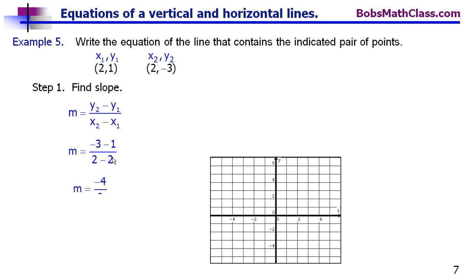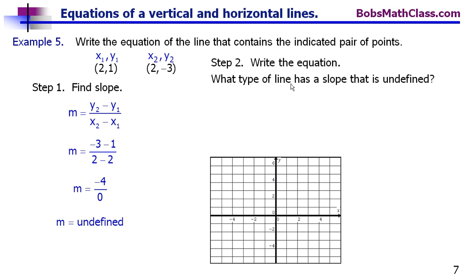So working that out, well, we have 0 in the denominator. And again, what is it called when 0 is in the denominator? Right, undefined. Definitely not 0. Undefined. What kind of line has a slope that's undefined? Yes, a vertical line. So we're going to write the equation.